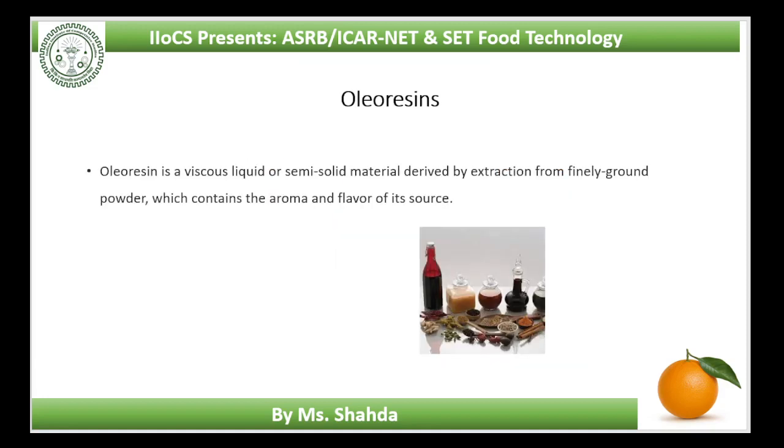Oleoresin is a viscous liquid or semi-solid material derived by extraction from finely ground powder which contains the aroma and flavor of its source. Oleoresins are flavored compounds obtained by the solvent extraction of the ground spices. They have aroma and flavor attributes which contribute to the taste like pungency. All spices contain essential oils in various proportions which can be extracted by steam distillation. Oleoresins are preferred because of their microbiological advantages and uniformity in flavor and pungency, easy to store and transport. They have several applications like preparation of beverages, soup powders, curry powders, confectionaries, noodles, canned meat, sauces, etc.